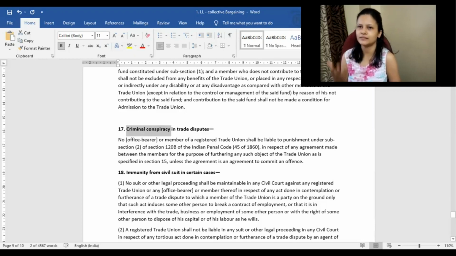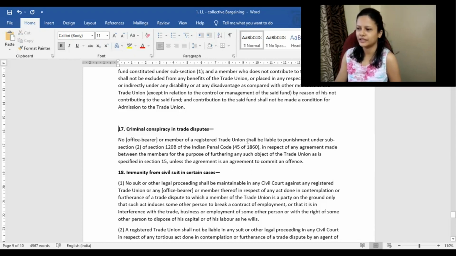The workman's voice is being raised by the representatives because they are not able to do it themselves. So it's very important that they sit together, decide the matter, and then someone represents it before the employer. That is why it is said that they will not be held liable under the provisions of criminal conspiracy under the Indian Penal Code.